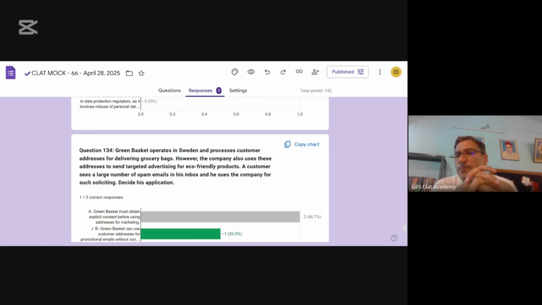Zomato is a food delivery platform. They don't produce anything. They just aggregate the demand from various customers, and then the concerned restaurant supplies the goods, the food items, edible items, to the customers, right? So it is a demand aggregator.